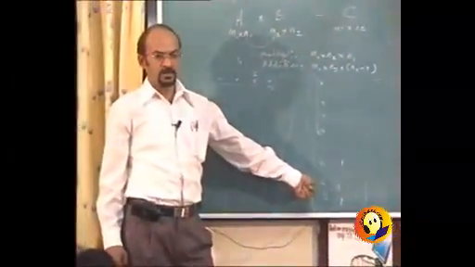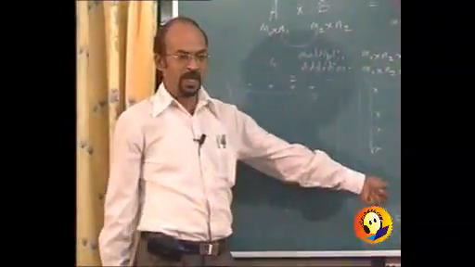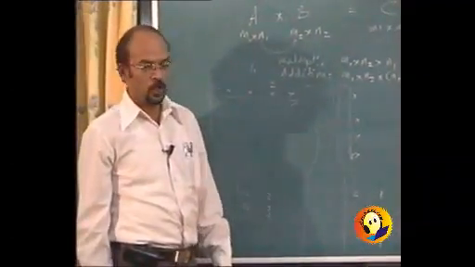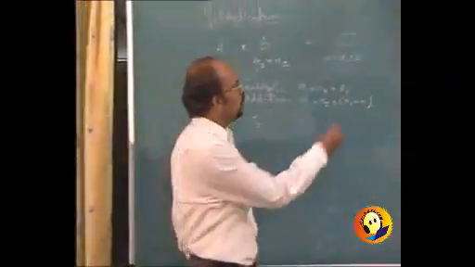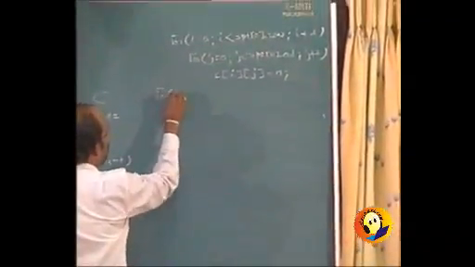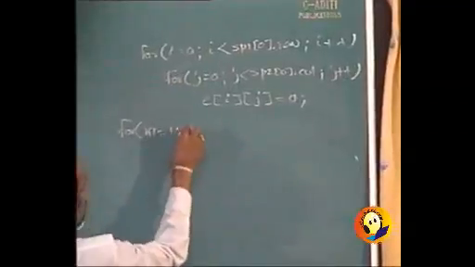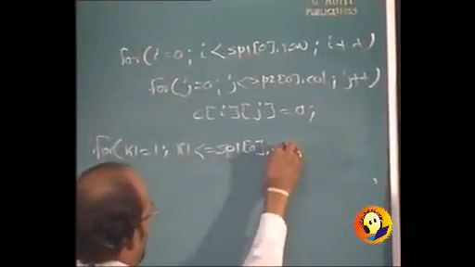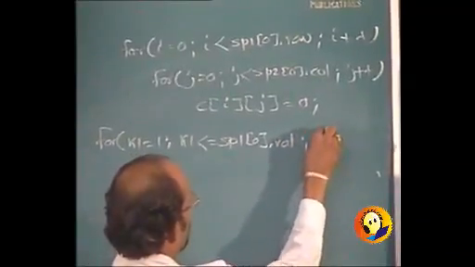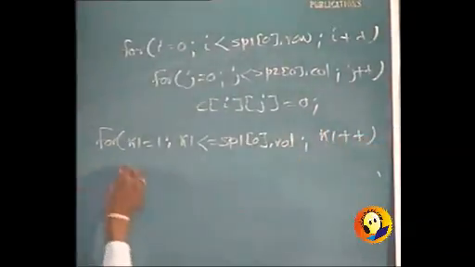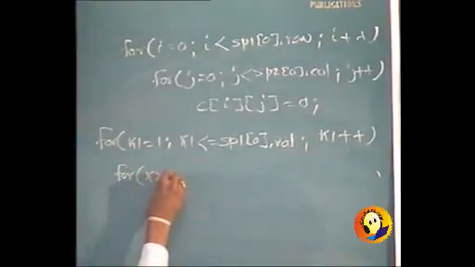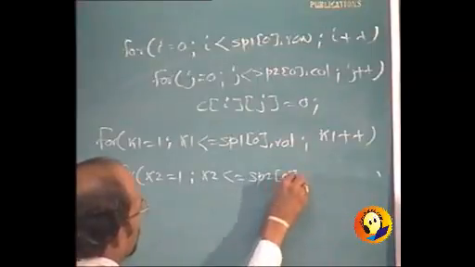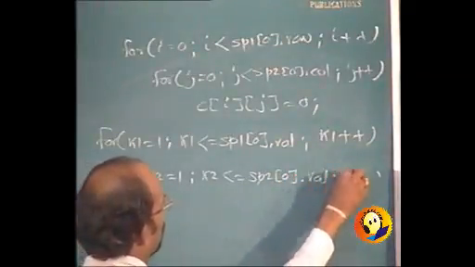If yes, add the corresponding elements and store it at 0, 1 position. Add it in C of 0, 1 position, like that. So it will be for K1 equal to 1, K1 less than or equal to sp1 square bracket 0 dot val, K1 plus plus. For K2 equal to 1, K2 less than or equal to sp2 square bracket 0 dot val, K2 plus plus.